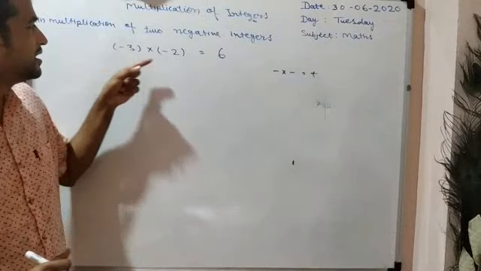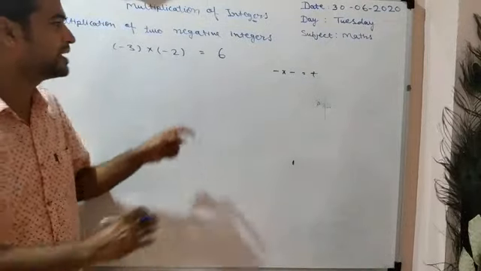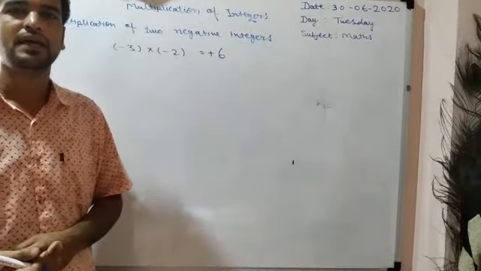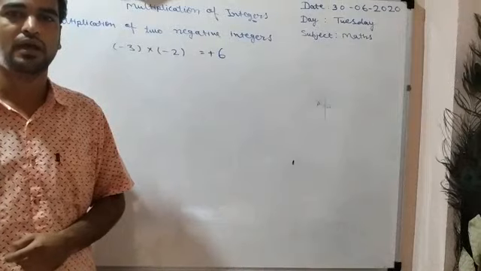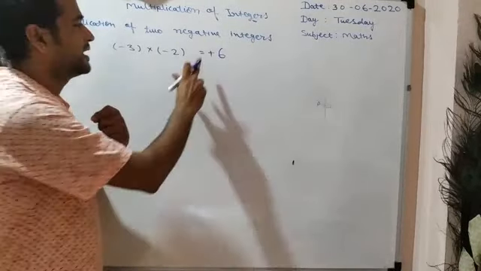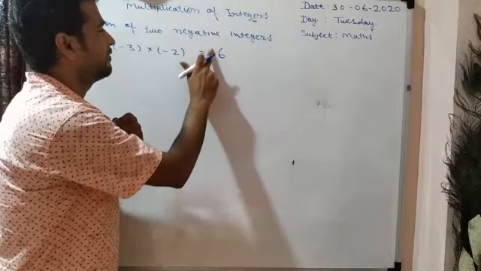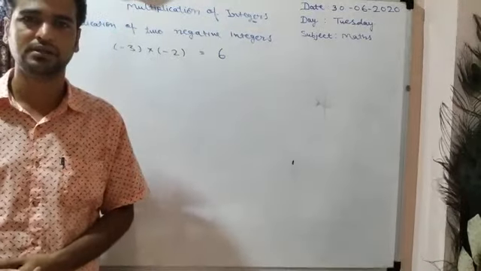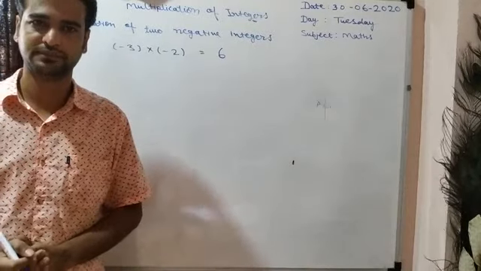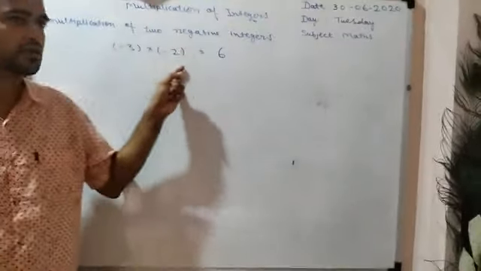So minus 3 into minus 2 will become plus 6. So we can write plus 6. As we know, if there is no sign before any number, by default it is a positive number. That's why we can write here only 6. If we are writing 6, it means this is a positive 6. So minus 3 into minus 2 will become 6.